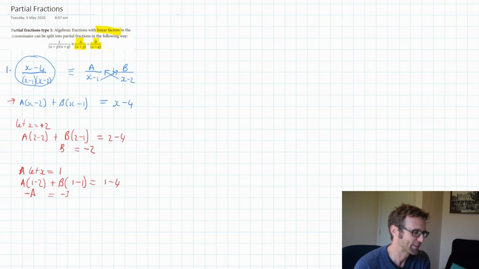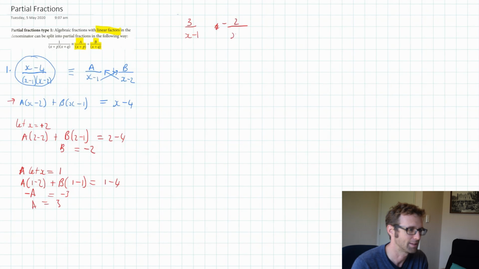So, in that case, we see that a is going to be equal to 3. So, now, up here, I can express this as a partial fraction. I'm going to have a is 3, so I'm going to have 3 over x minus 1 plus, and then my b was minus 2, so I won't have a plus, I'll have a minus 2 over x minus 2.